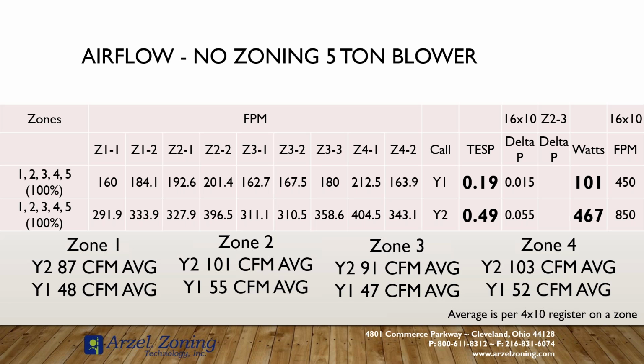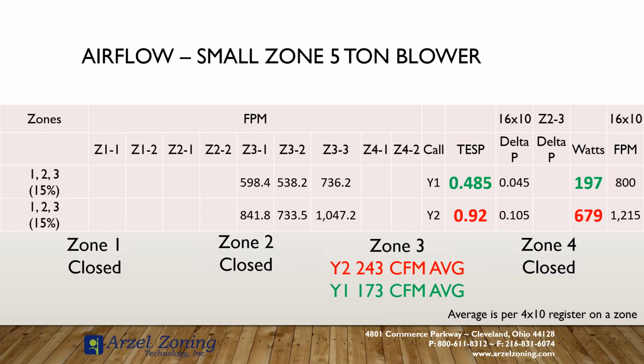But once I start to zone it down, and I take it down to, in this case, I took it down to the most extreme, 15% of my ductwork to my equipment capacity. So I've got 3 6-inch runs open on a 5-ton blower. And if I figure my 6-inch runs each being 100 CFM each, that gives me 15% for the 3 6-inch runs. Now my static is way too high for my Y2.